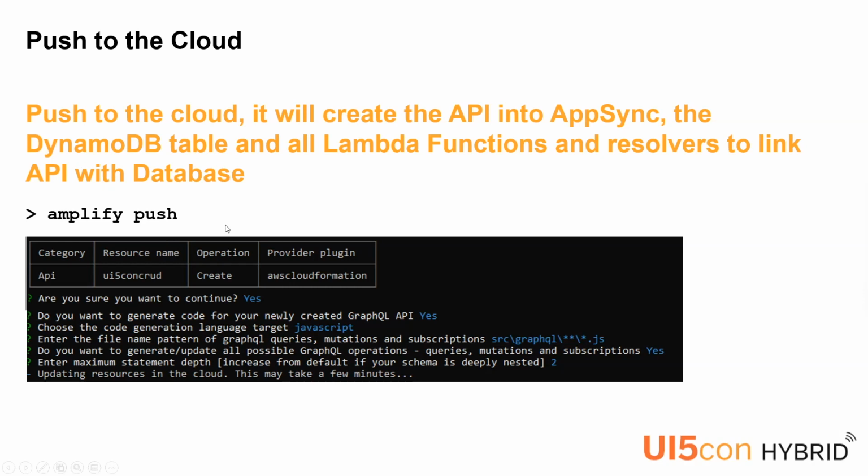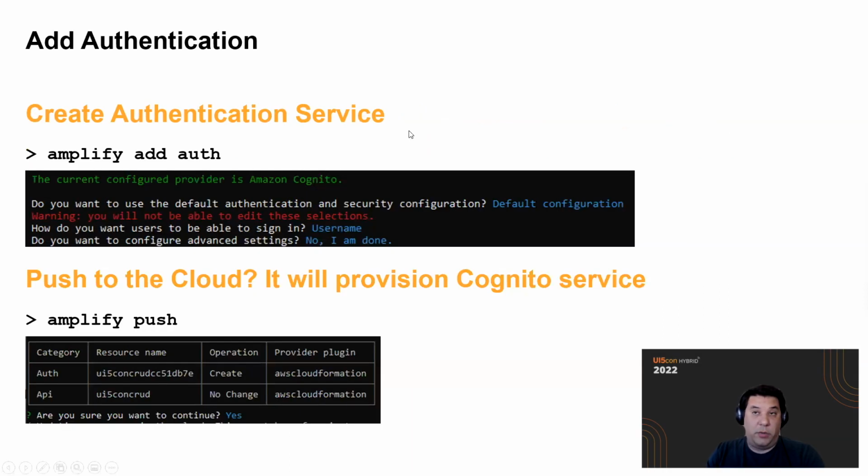After this command, it will create the API in AppSync, the DynamoDB table, and all the Lambda functions required to resolve the link between AppSync and the database table, to read, to fetch the data, to update, to create, to delete, and all the mutations we need, the queries and the mutations. That's the GraphQL terminology, right? And then it creates the libraries you will need to use in your front end as well.